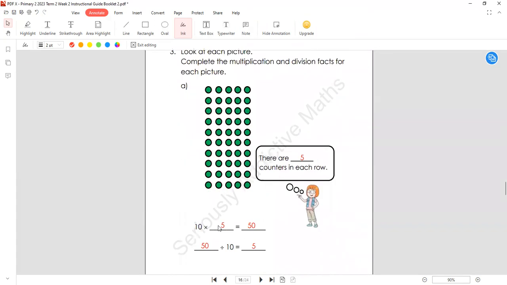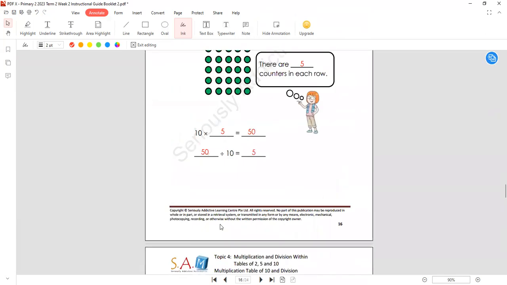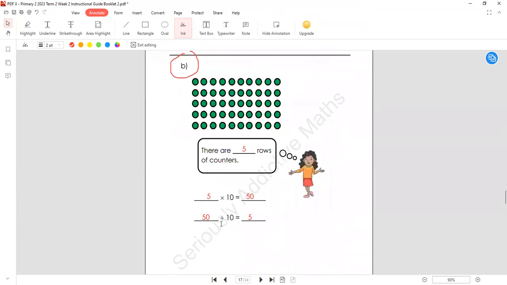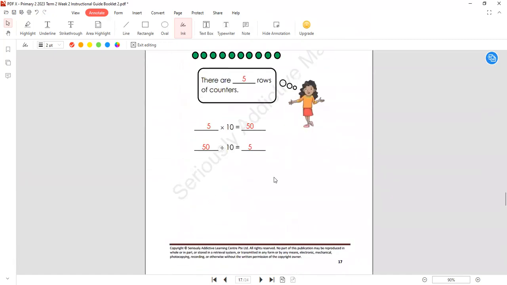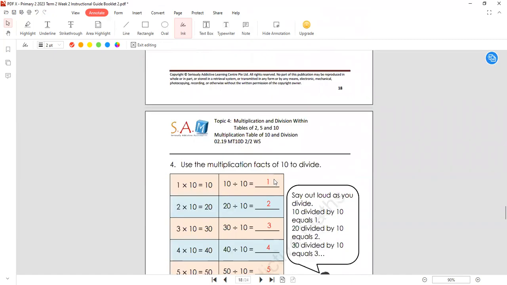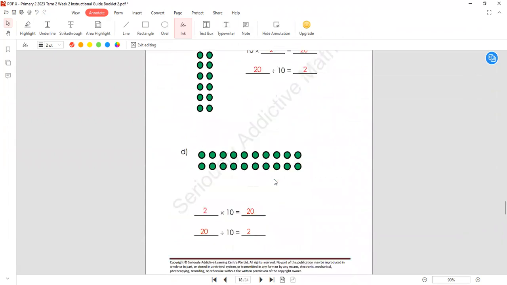Then let's see question 5. How many rows are there? 5 rows. Each row has 10. So this is the multiplication and division fact family. If, let's say, they need more practice, get them to do a few more.